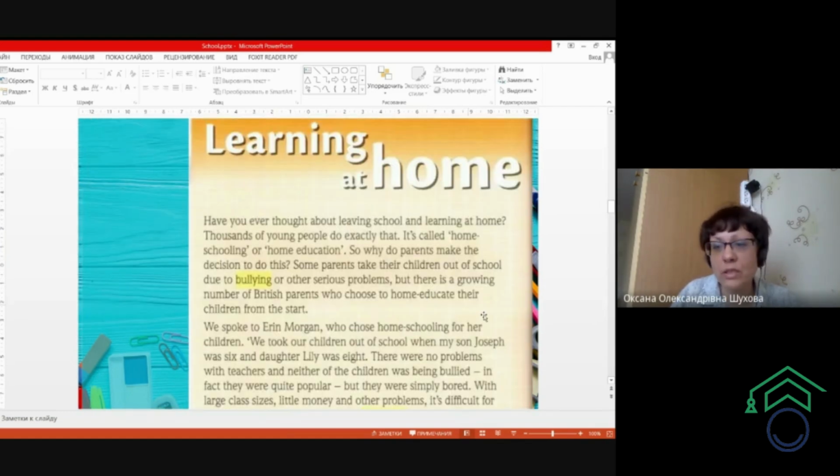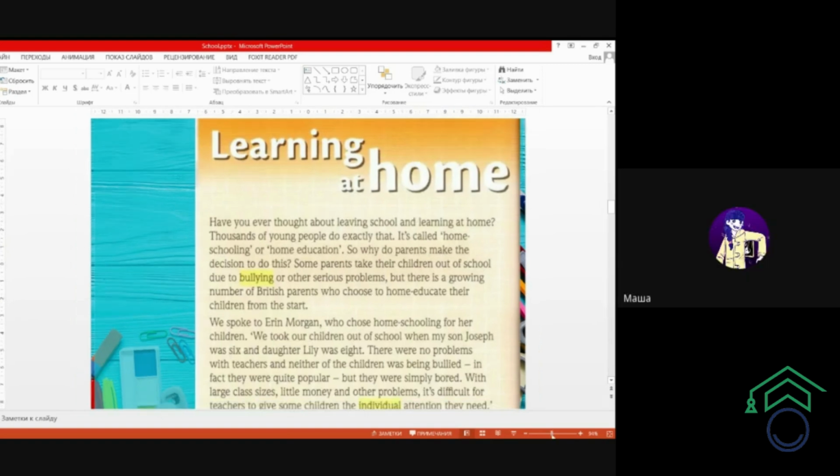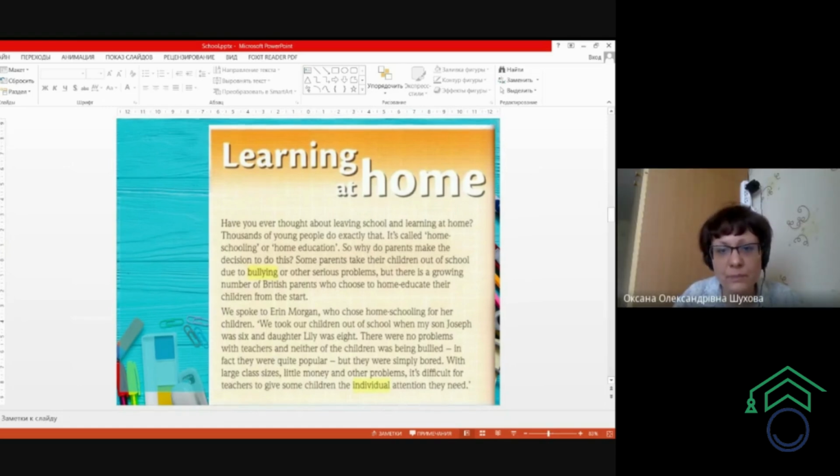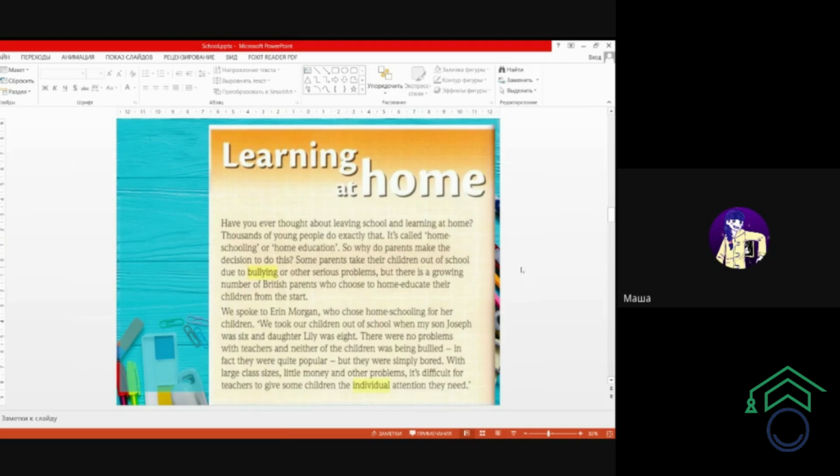Okay, Masha, will you start reading the text? Learning at home. Can you see it? Yeah. Okay, so start reading, please. Learning at home. Have you ever thought about leaving school and learning at home? Thousands of young people do exactly that. It's called homeschooling or home education. So why do parents make the decision to do this? Some parents take their children out of school due to bullying or other serious problems, but there is a growing number of British parents who choose to home educate their children from the start. We spoke to Erin Morgan, who chose homeschooling for her children.